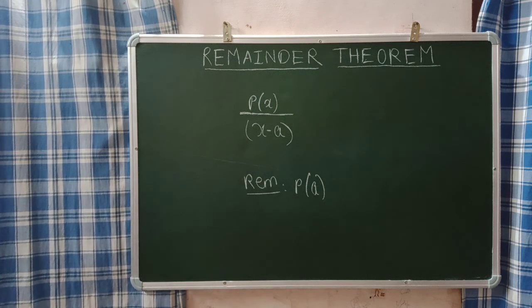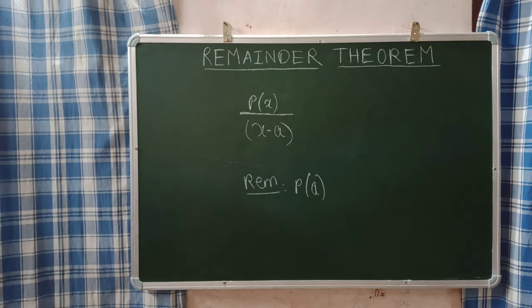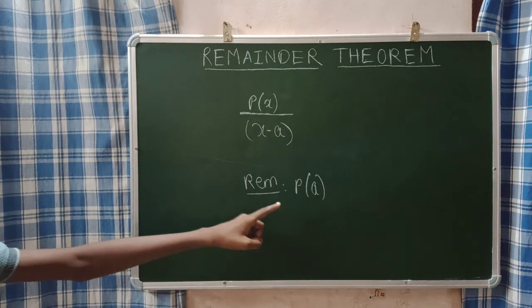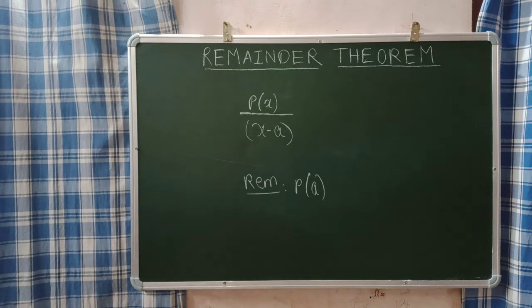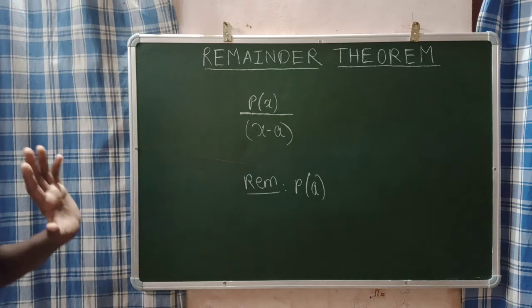Guys, listen carefully. I am not talking about the quotient itself. I am talking about the remainder, because the remainder theorem states how to find the remainder. So the remainder will be P of A.